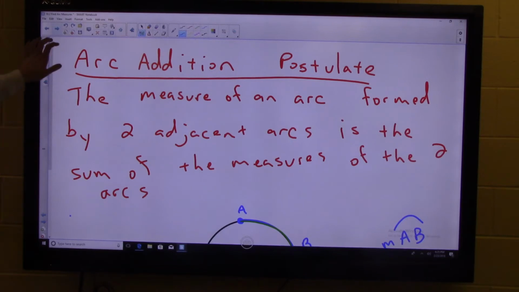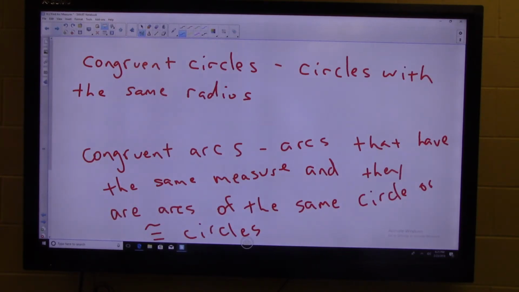And here we go. So the last thing, the last two facts actually, that we want to write down are these two. So go ahead and do that. Again, pause it if you need to. Congruent circles are circles with the same radius. Congruent arcs are arcs that have the same measure, and they are arcs of the same circle or congruent circles.